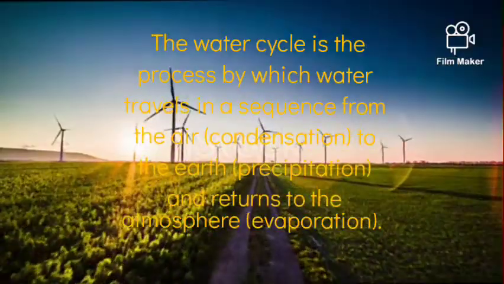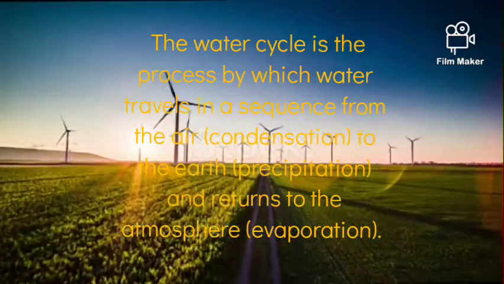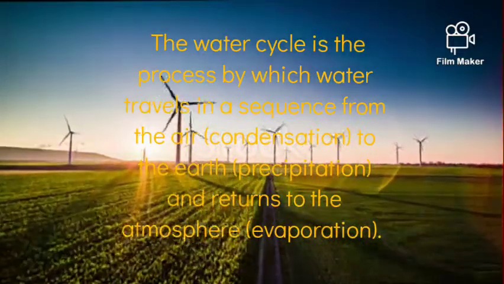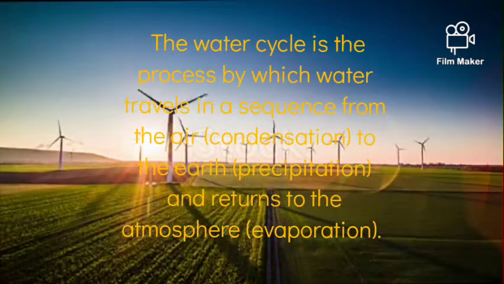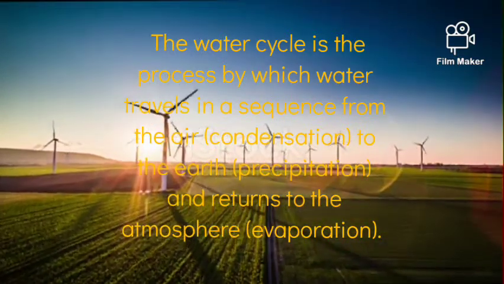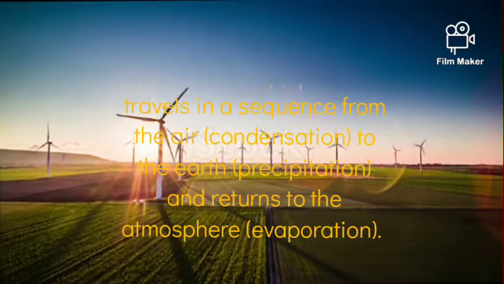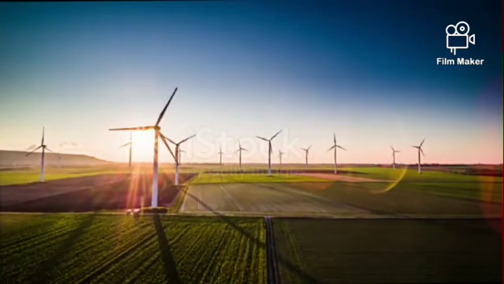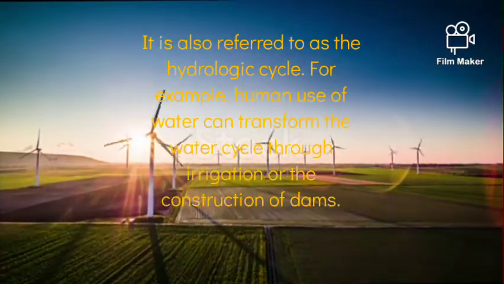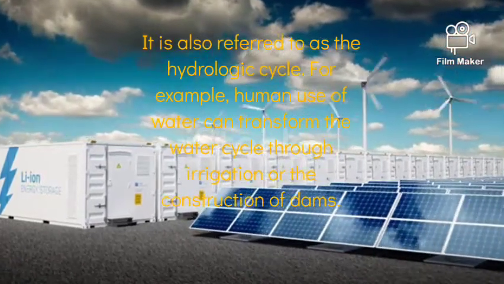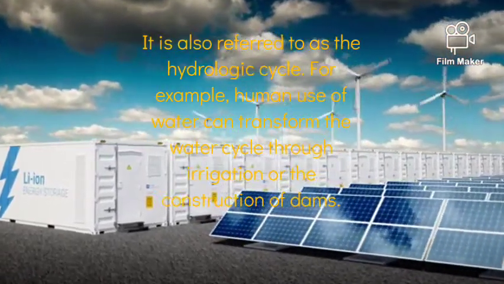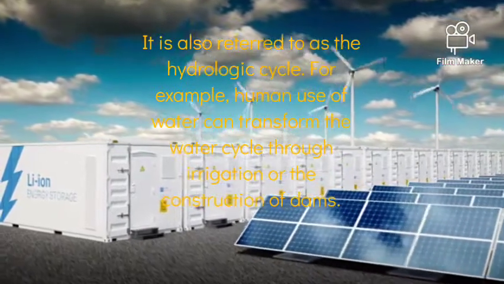The water cycle is the process by which water travels in sequence from the air, condensation, to the earth, precipitation, and returns to the atmosphere, evaporation. It is also referred to as the hydrologic cycle. For example, human use of water can transform the water cycle through irrigation or the construction of dams.